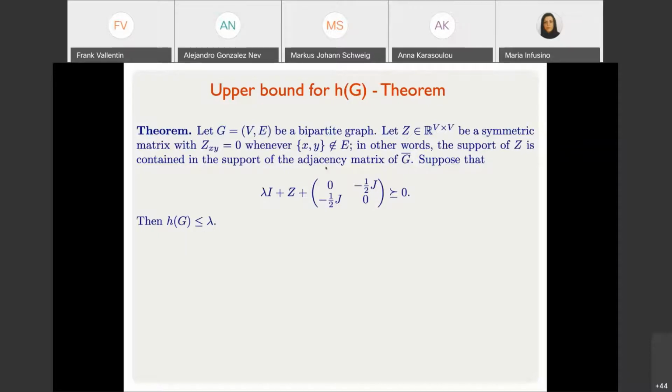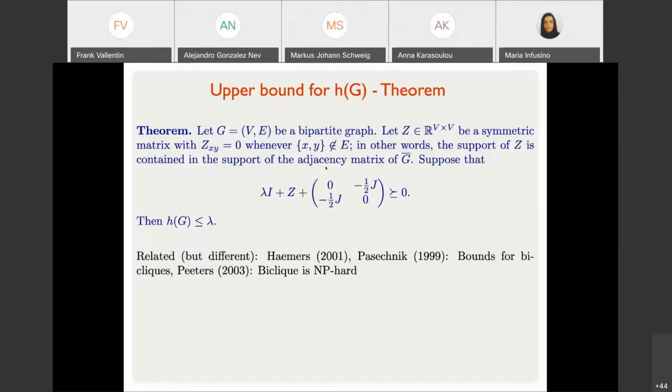Okay, so now I have a tool for upper bounding the h of G using semidefinite programming, optimizing over all lambdas and over all Zs. And this will be very useful for the product-free subset problem later.